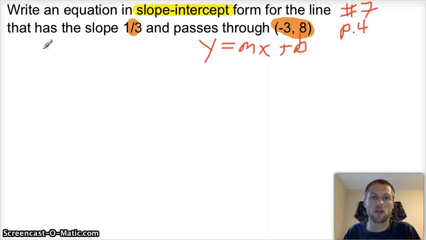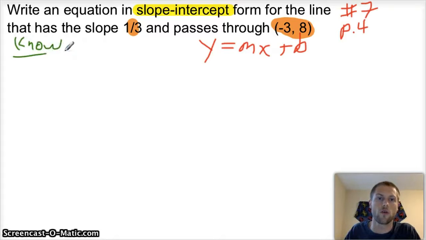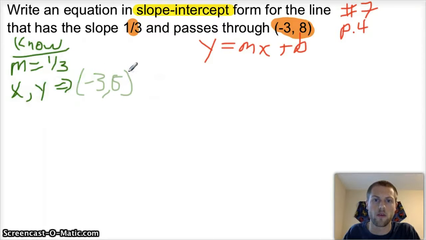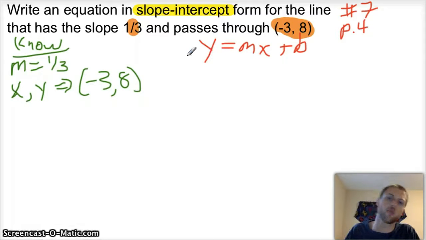So remember, we want to take a look at what we know and we're solving for what we don't know. So what are our knowns? We know that m equals 1/3 and we have an xy coordinate which is equal to (-3, 8). That looks a little bit better.